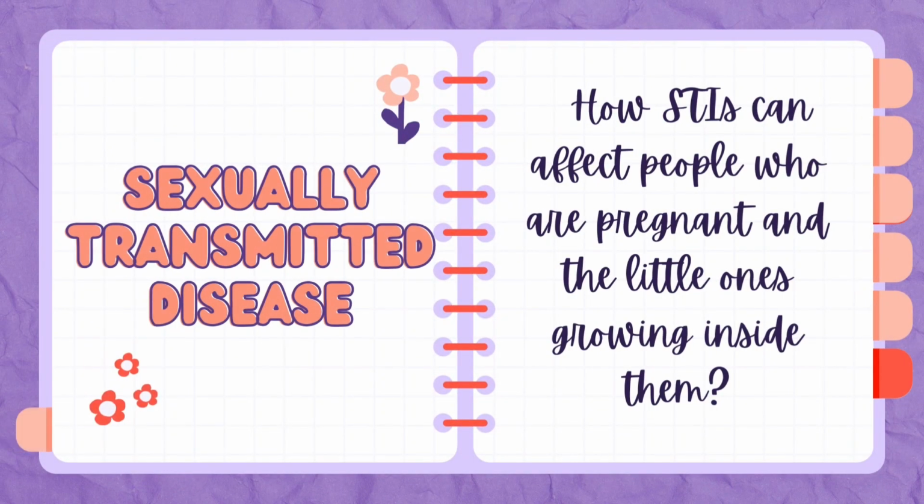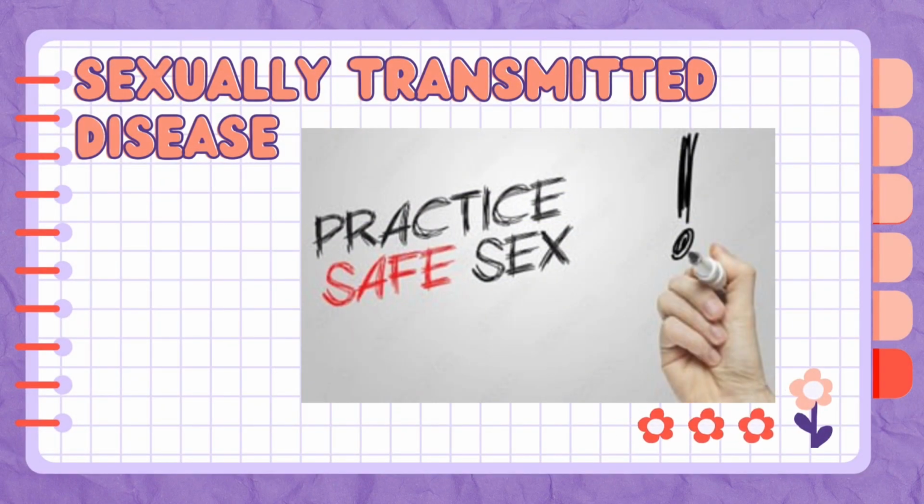Sexually transmitted disease. Alright, let us talk about how STIs can affect people who are pregnant and the little ones growing inside them. STI stands for sexually transmitted infection. These are infections usually passed on through sexual activities like vaginal, anal, or oral sex. That is why it's super important for people to be careful and practice safe sex to steer clear of these tricky infections. They are caused by bacteria, viruses, or parasites.